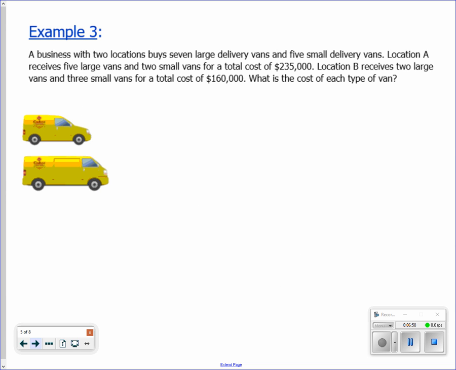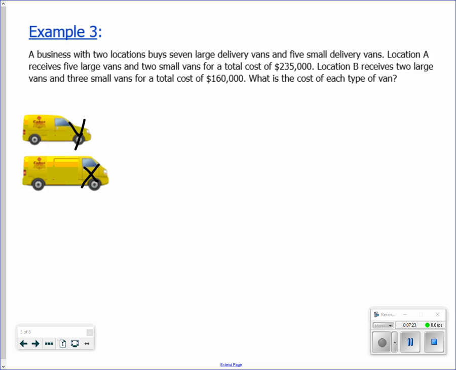So a business with 2 locations buys 7 large delivery vans and 5 small delivery vans. Location A receives 5 large vans and 2 small vans for a total cost of $235,000. Location B gets 2 large vans and 3 small vans. So here's what we're going to do: X and Y. X is going to be the large vans, and Y will be the small vans.